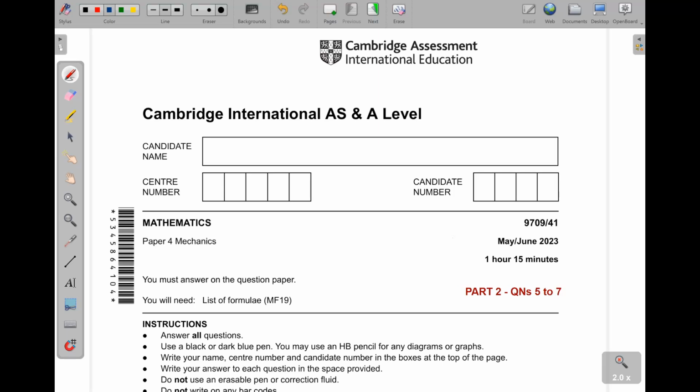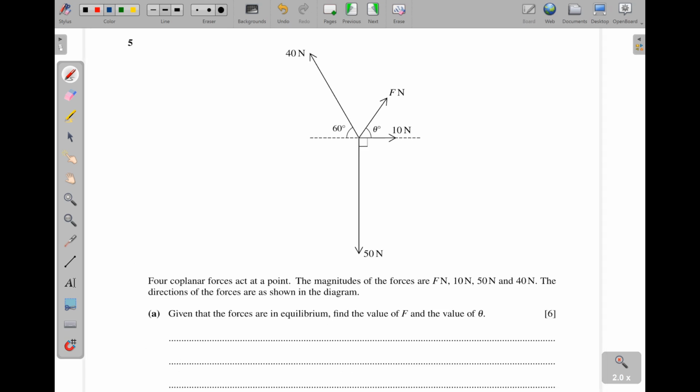This is teacher Simon again taking you through Cambridge International AS and A-Level Mathematics paper 4-1 for May/June 2023, and this is part 2 for questions 5 to 7. Question 5, this is coming from resolving of forces.